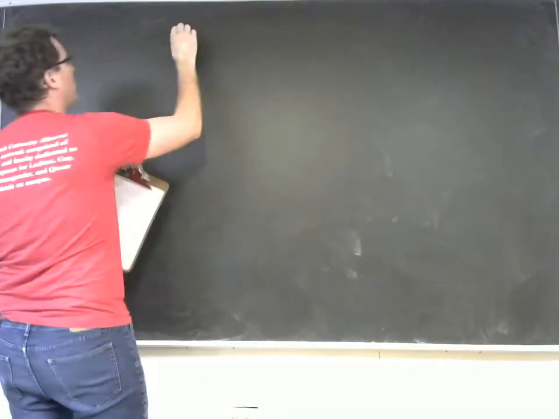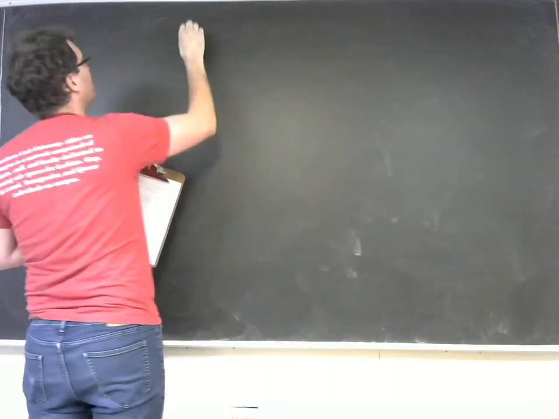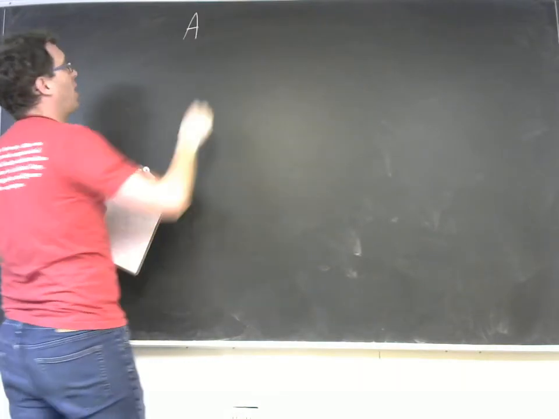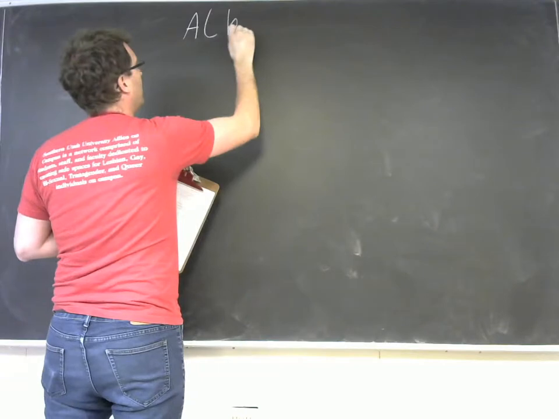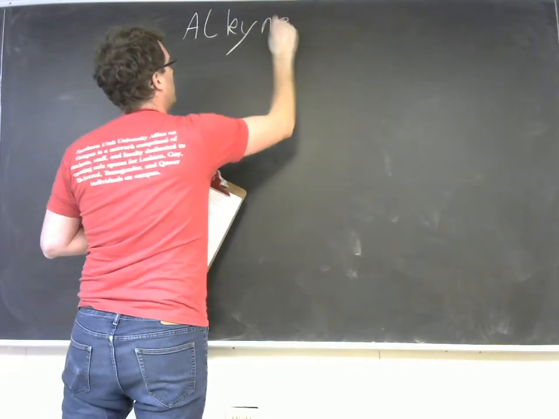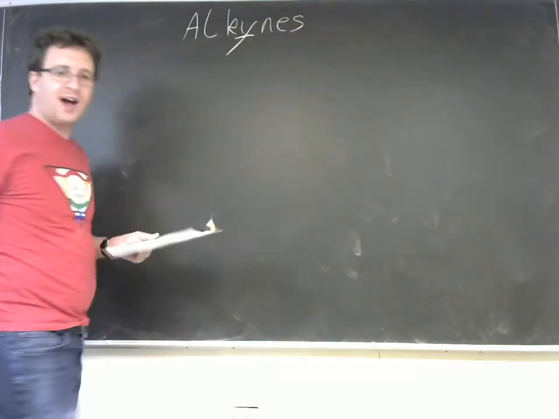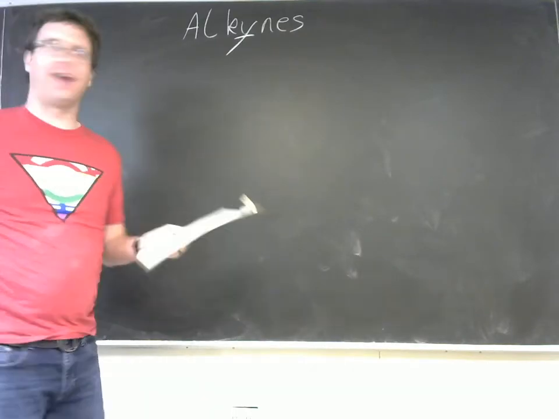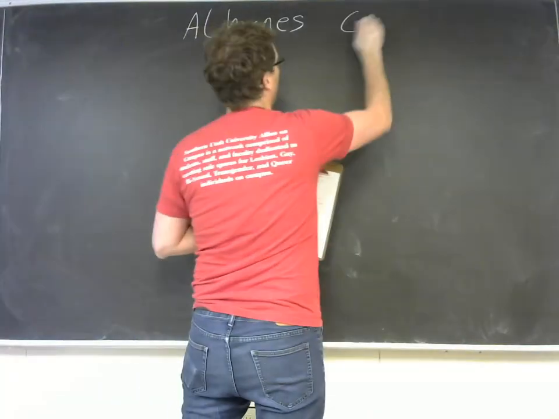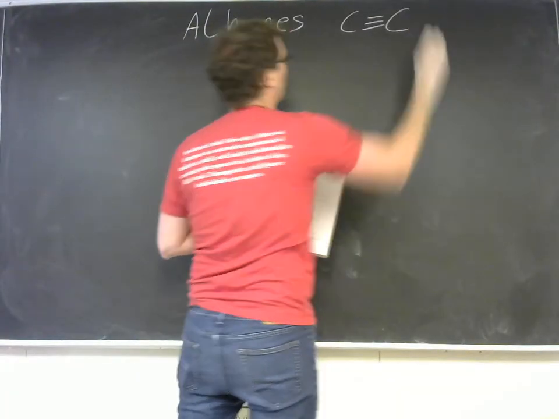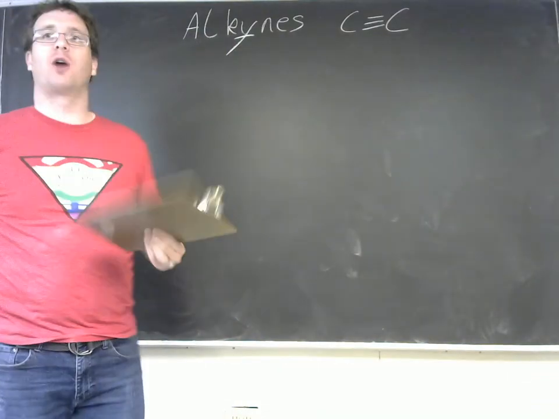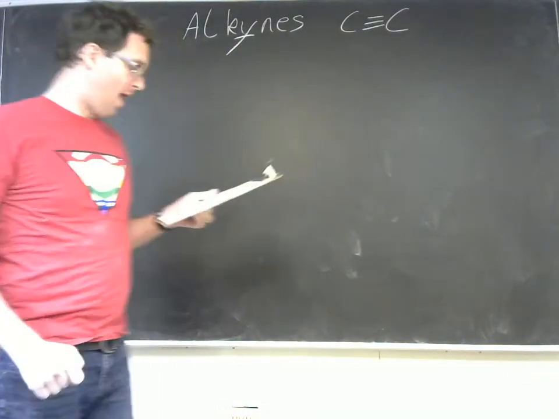Okay, there's one more. Oh, no, there are two more. Sorry. Two more types of hydrocarbons that we're going to look at. So alkynes, with a Y. Alkynes are hydrocarbons which contain one or more carbon-carbon triple bond.